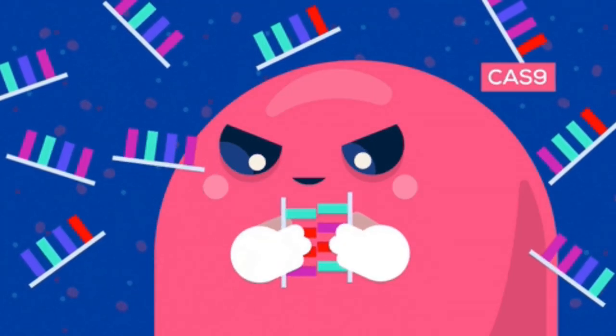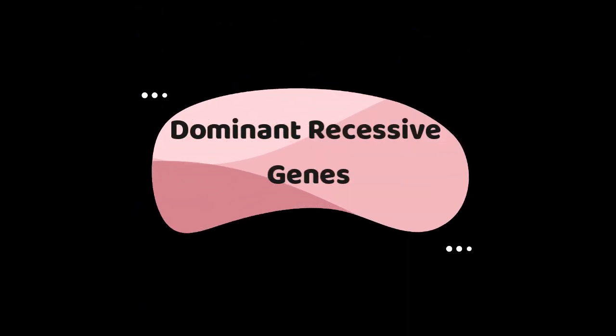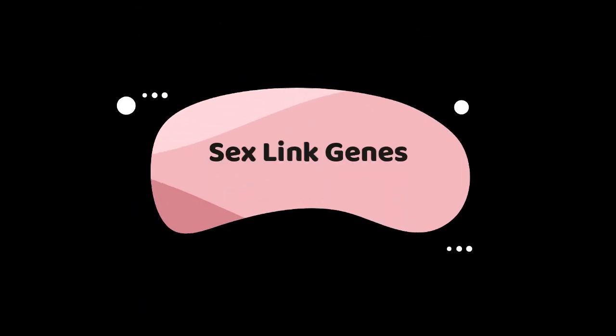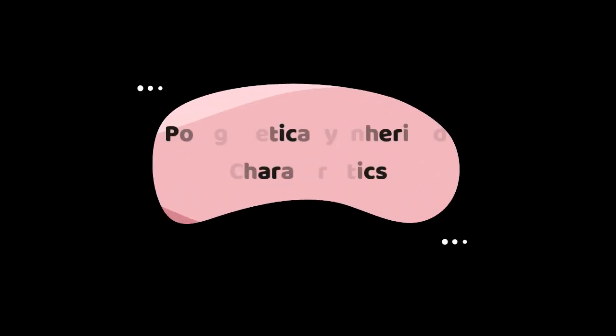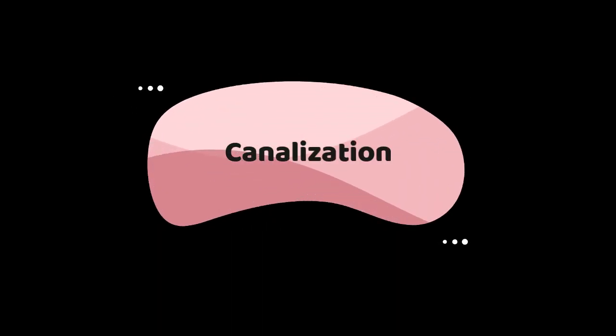Now, let's talk about some principles of genetic determination. Genetic determination is a complex affair. Much is unknown about the way genes work. But a number of genetic principles have been discovered. Among them, the principles of dominant recessive genes, sex-linked genes, polygenically inherited characteristics, reaction range, and canalization.